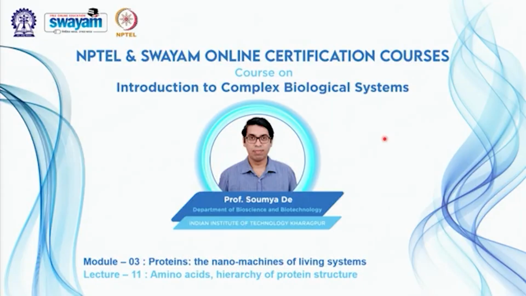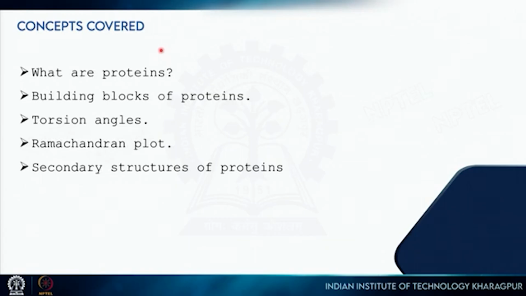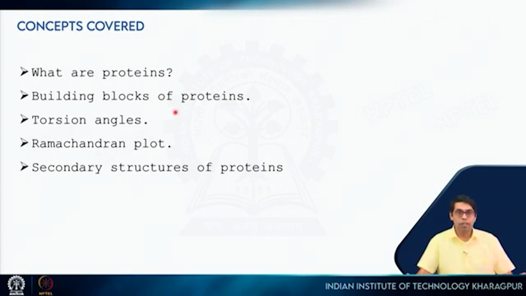Today I am going to talk about proteins, which are nano machines of any living system. This is module 3, and I am going to give you the basic idea about what proteins are and what the building blocks of proteins are, because proteins are after all polymers. Then I will go into the concepts of torsion angles, Ramachandran plot and secondary structures of proteins.